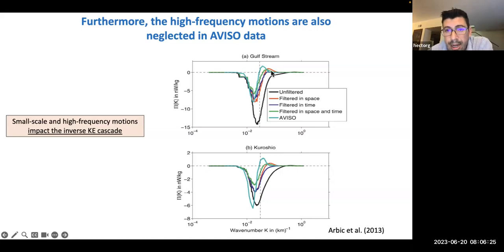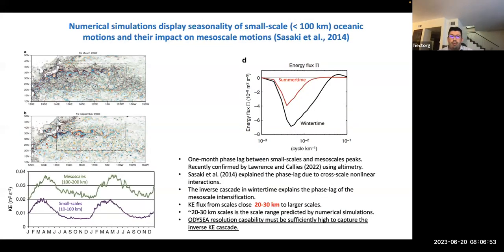So this cyan line is what was found in 2005. Here is the inverse cascade, although it's underestimated, but the direct cascade is overestimated in the Aviso data. Why? Because of the spatial resolution and the temporal sampling. So the main point is that the Aviso data is missing the small scales. This information was further confirmed later on by numerical simulation with higher resolution.